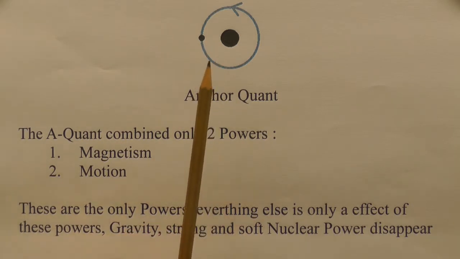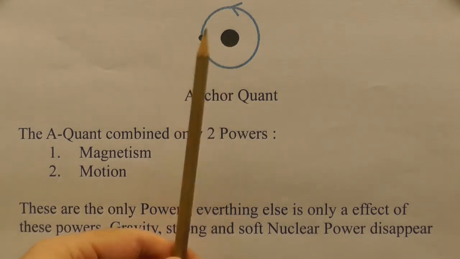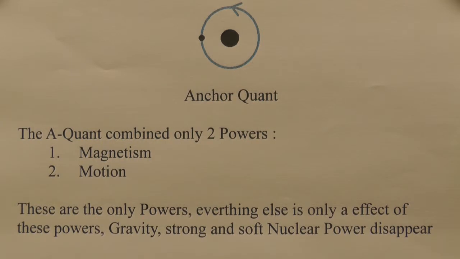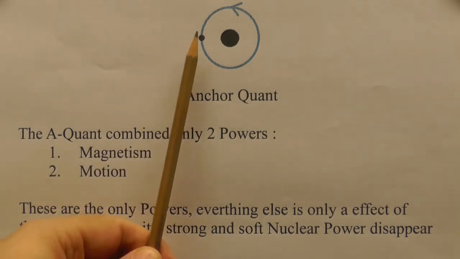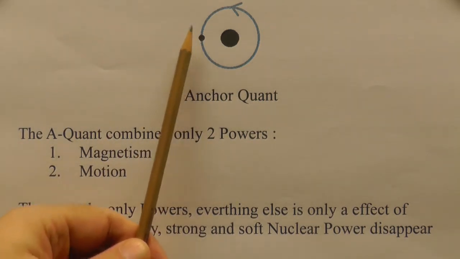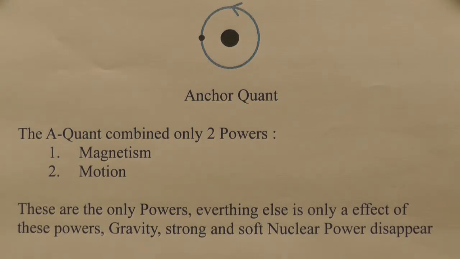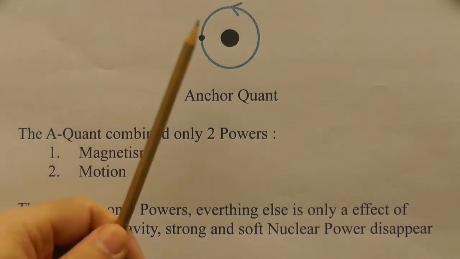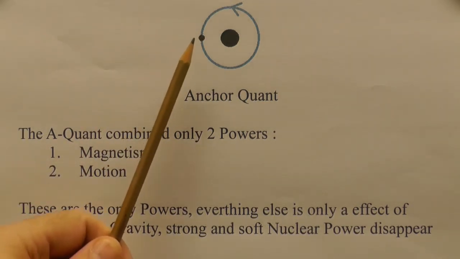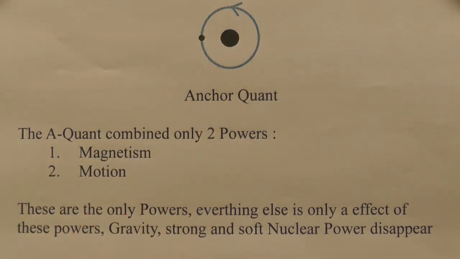This quant, with the core and the quantum, owns magnetism, because the quantum has a negative load and it's moving. Moving loads cause magnetism. And the second power is the motion itself. It's moving, and this causes effects. You will see later.